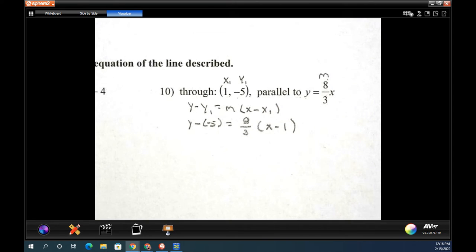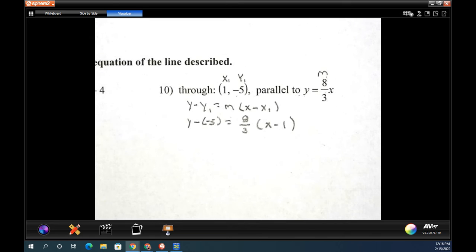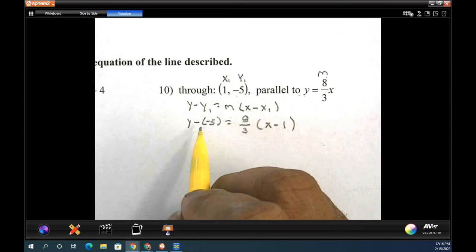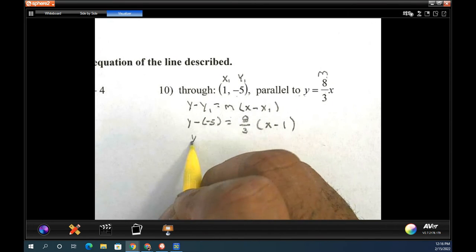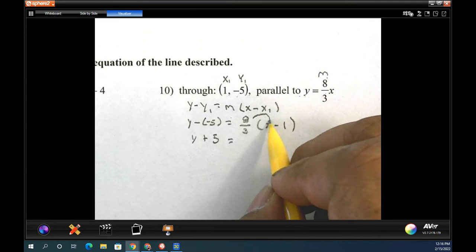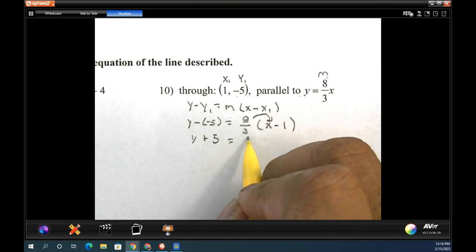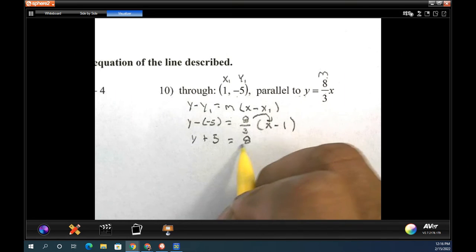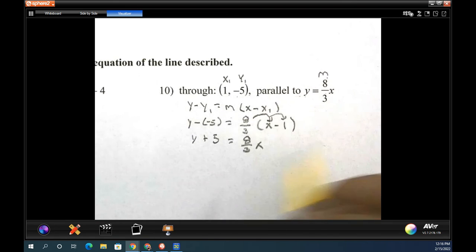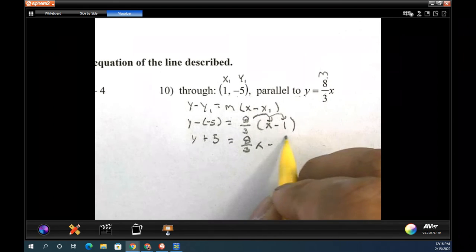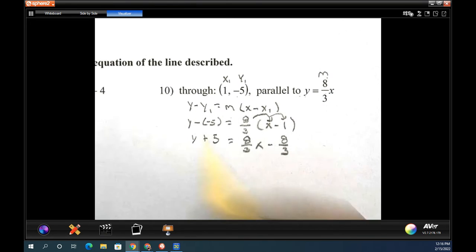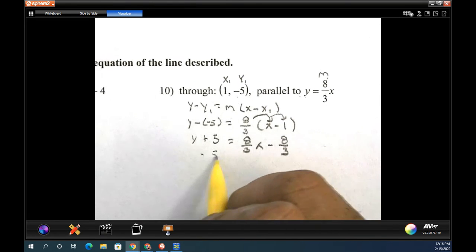On this one, we can kill 2 birds with 1 stone. What is this going to change to right here? Yeah. So it becomes y plus 5. Now, we have to distribute to everything inside the parentheses. So that becomes 8/3 times x is just 8/3 x. In this one, it's 8/3 times -1, which just makes that minus 8/3. All right, last step. Subtract 5 from both sides.